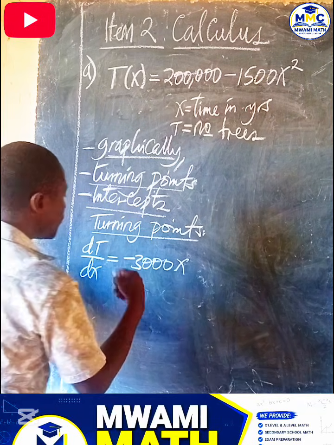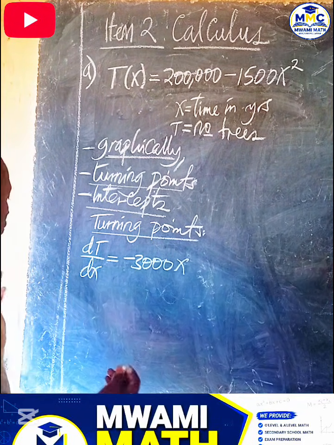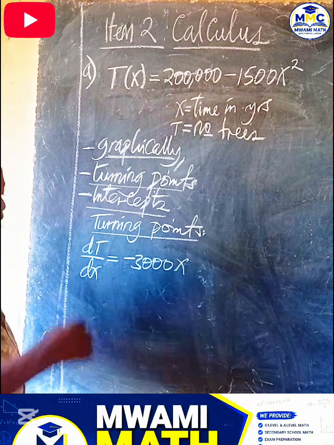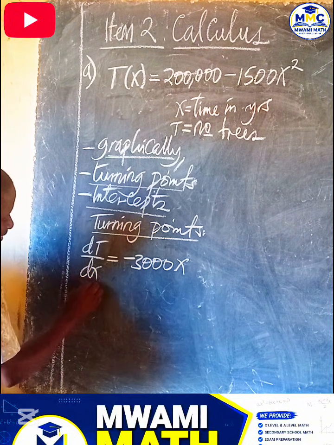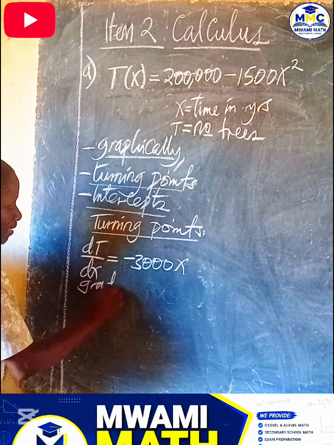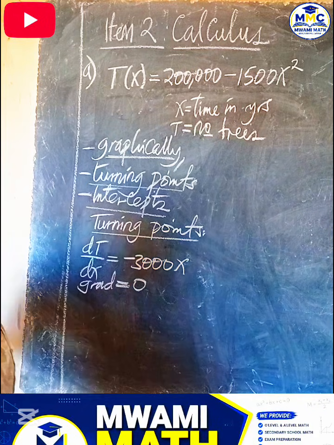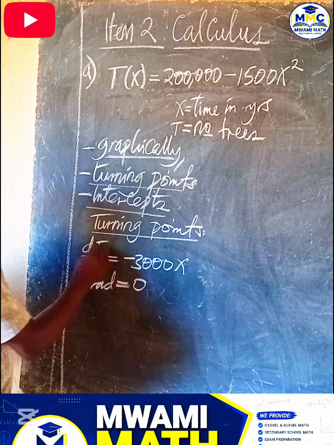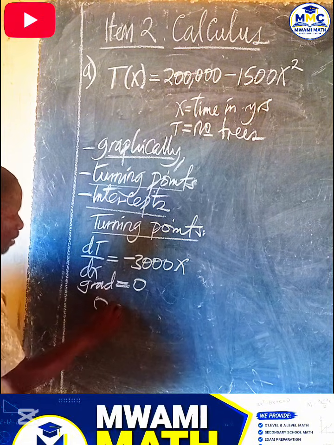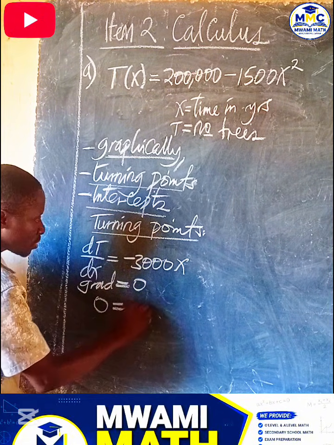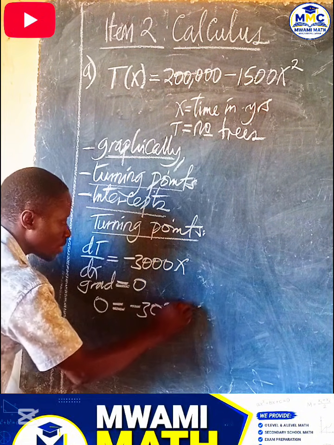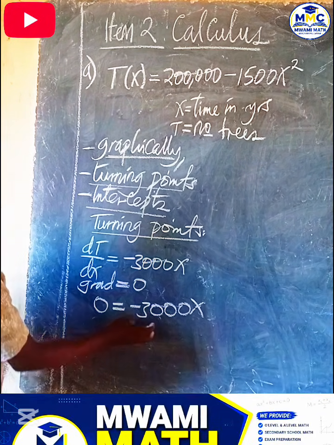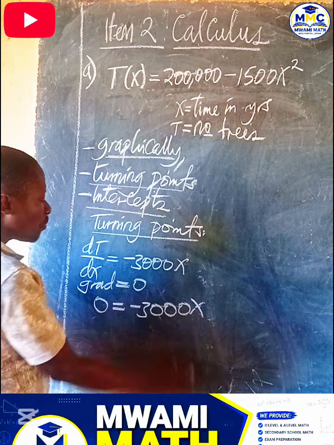So after getting the gradient function, we shall say at the turning point, the gradient is a 0. So we shall substitute where dT/dx is with a 0 and say 0 is equal to negative 3,000 x. So from there, how do we get to the value of x?